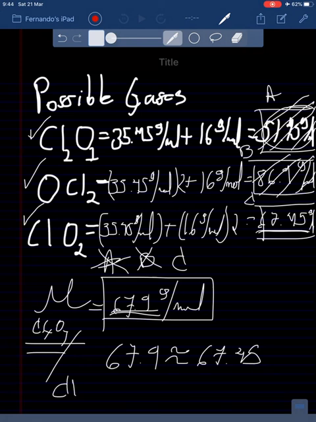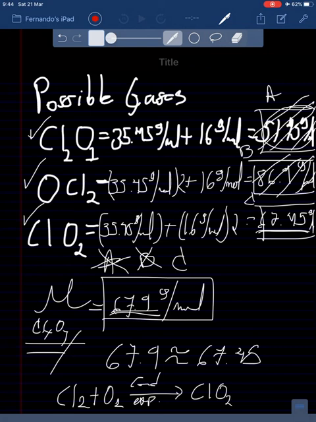So the best proposal that I can say from the reaction that I carried out is that when I mix chlorine gas plus oxygen, Cl2 plus O2, in the conditions of the experiment, 36 Celsius and a pressure of 2.88 atmospheres, what I am going to get is ClO2. So with the model of ideal gases, I could get a pretty decent approximation of the actual properties of this gas.